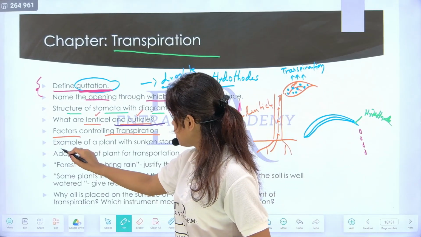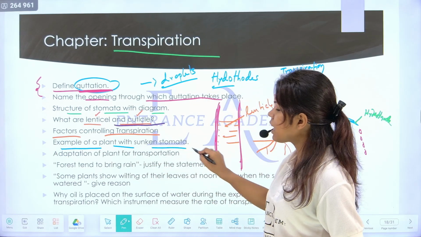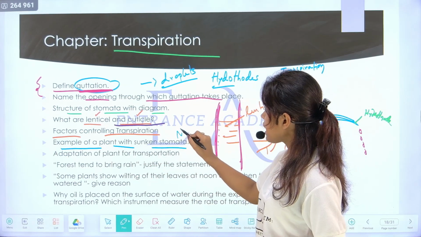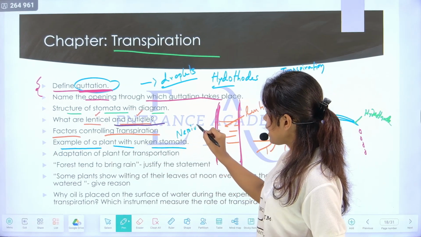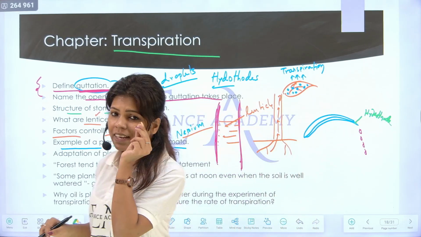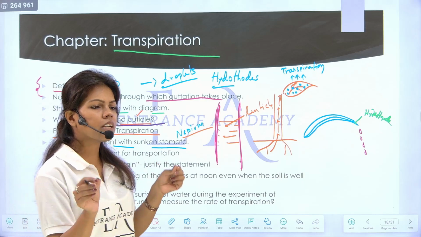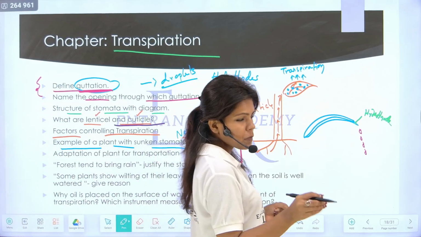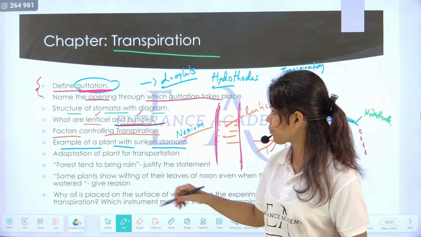Next, example of a plant with sunken stomata. Answer is nerium. Nerium leaf contains stomata which are very sunken. The opening is very small. So the amount of water releasing through the transpiration mechanism is very less.